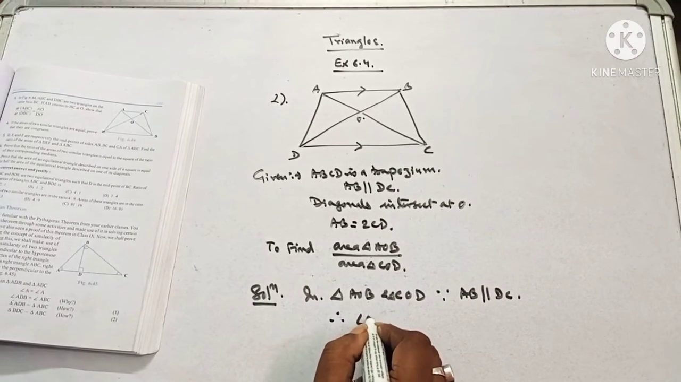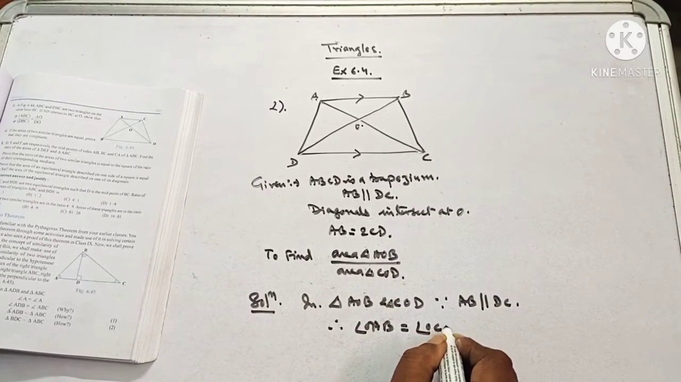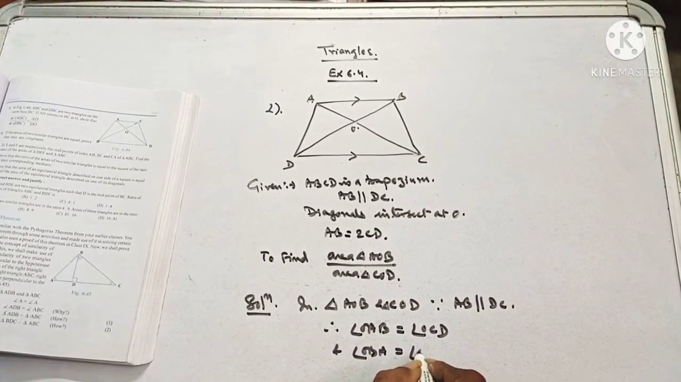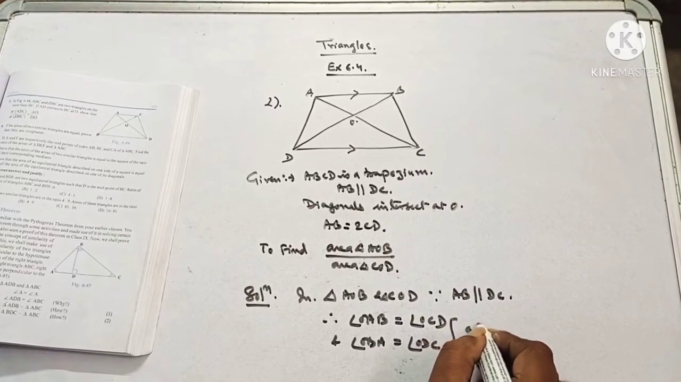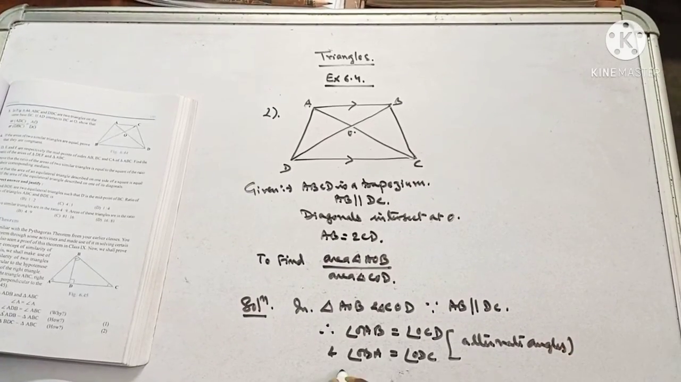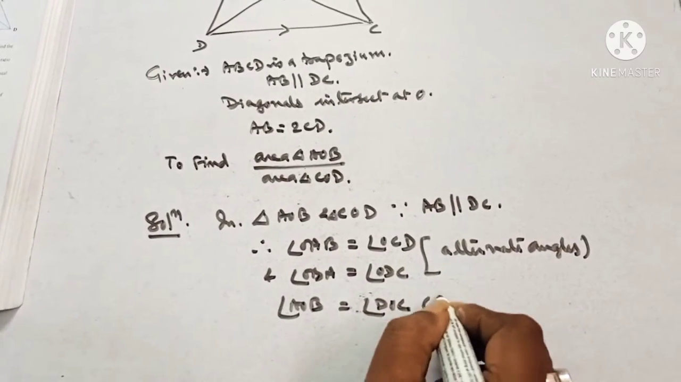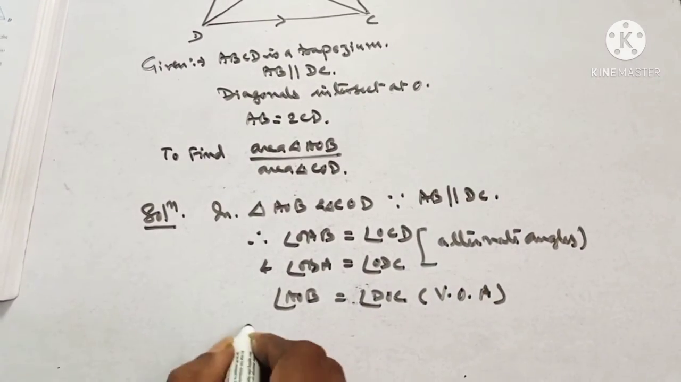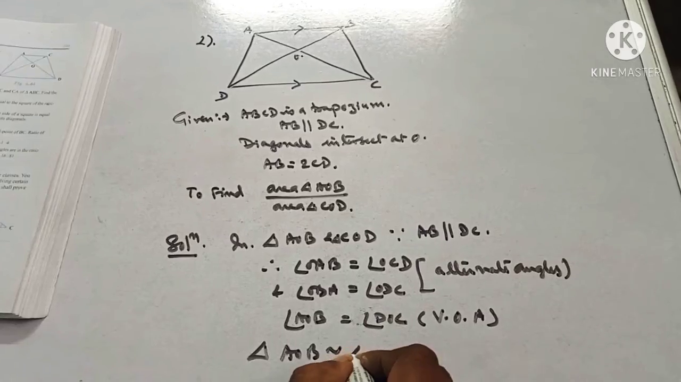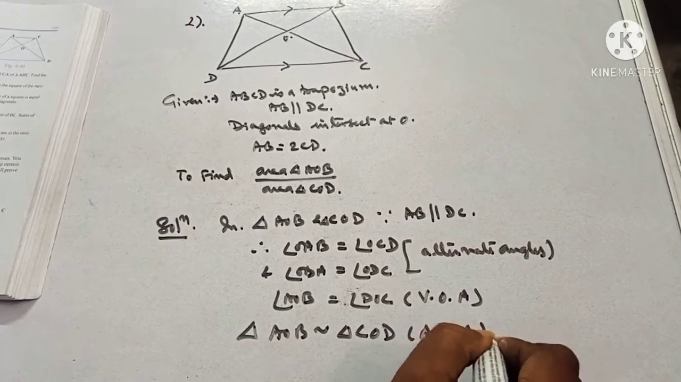therefore angle OAB is equal to angle OCD, and angle OBA is equal to angle ODC. They are alternate angles, and angle AOB is equal to angle DOC. They are vertically opposite angles. So triangle AOB is similar to triangle COD from AAA.